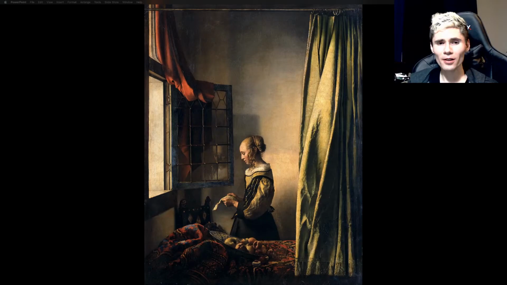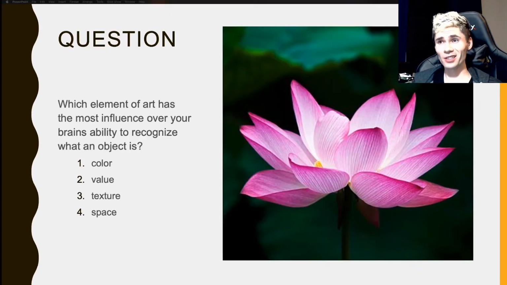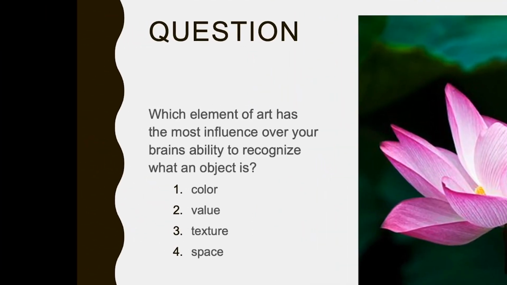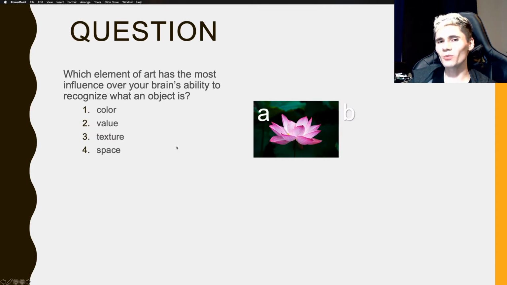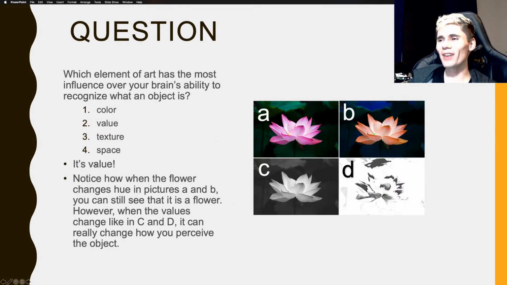So, I want to start out by asking everybody a question. And the question is this: which element of art has the most influence over your brain's ability to recognize what an object is? Why do we know that this is a flower? Is it because of its color? Is it because of the value, the texture, the space? Well, the thing that makes it so that we can recognize objects in the world is value.